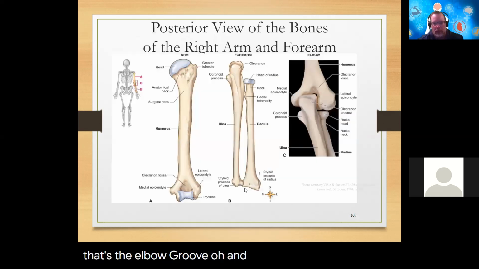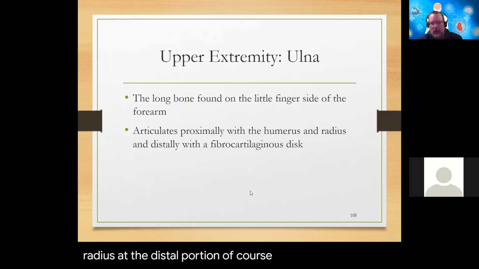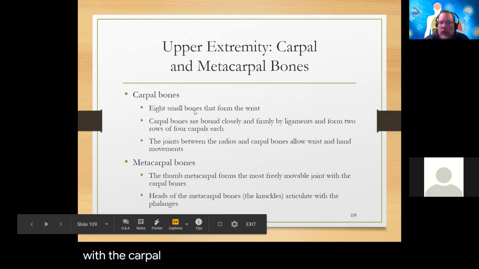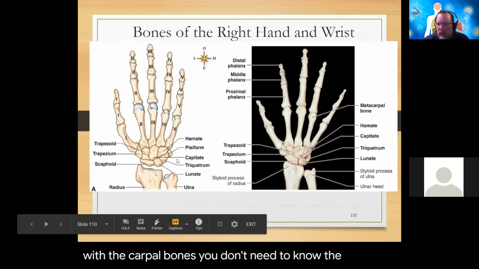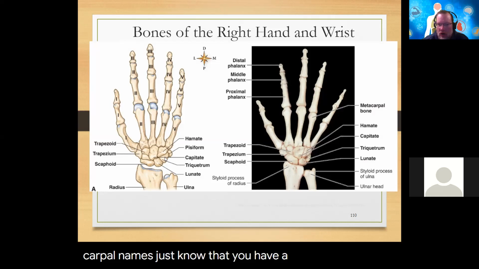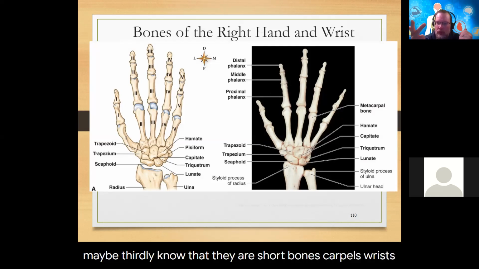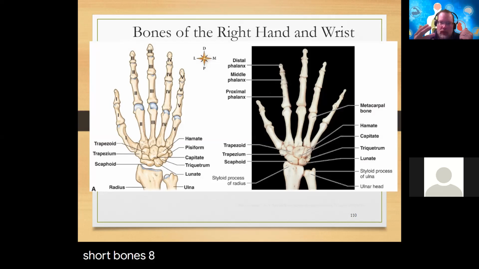Oh, and by the way, the ulna and radius at the distal portion, of course, are going to articulate with the carpal bones. You don't need to know the specific carpal names. Just know that you have 8 carpals in each wrist. Carpal means wrist. You have 8 of them in each wrist. And maybe thirdly, know that they are short bones. Okay? Carpals, wrists, short bones. 8 in each wrist. That's it.